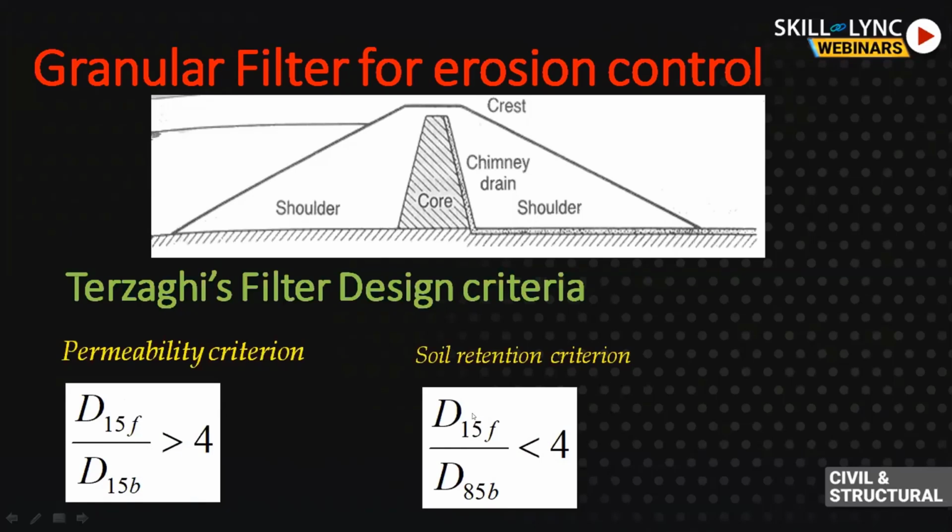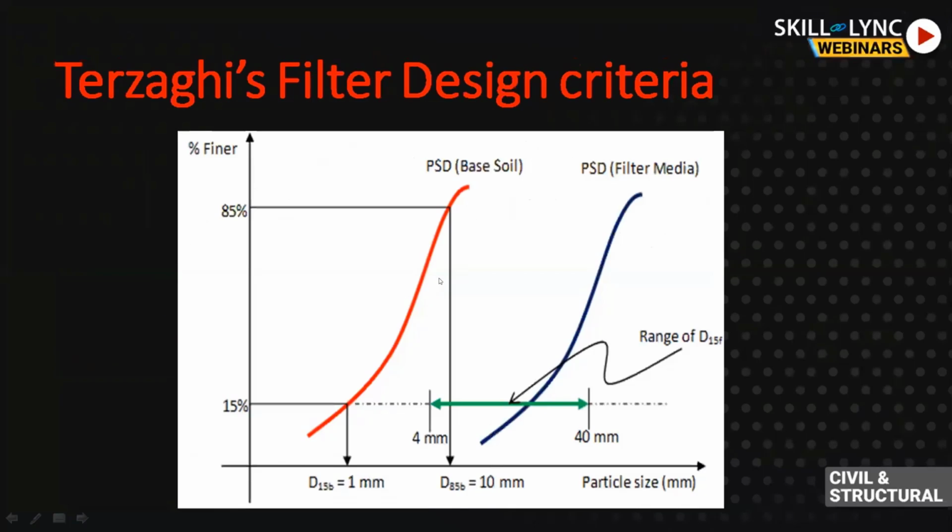Here, because we don't know the particle size distribution of the filter media, we have to get the particle size distribution of the filter media after getting the D15 and D85 value of the base material. So B is the base. The concept was very simple. What is suggested? You get the particle size distribution of the base soil, and based on that, you design the particle size distribution of the filter media. So it can be explained here.